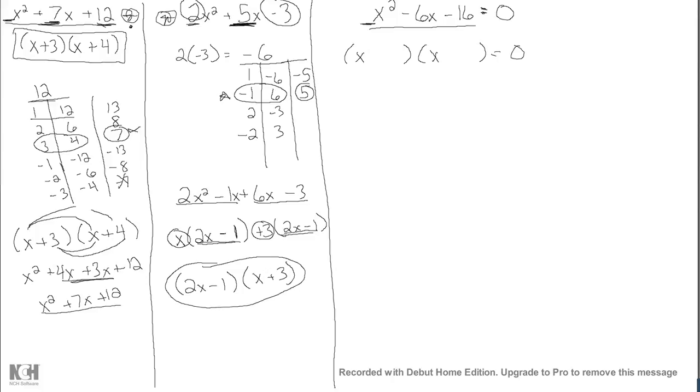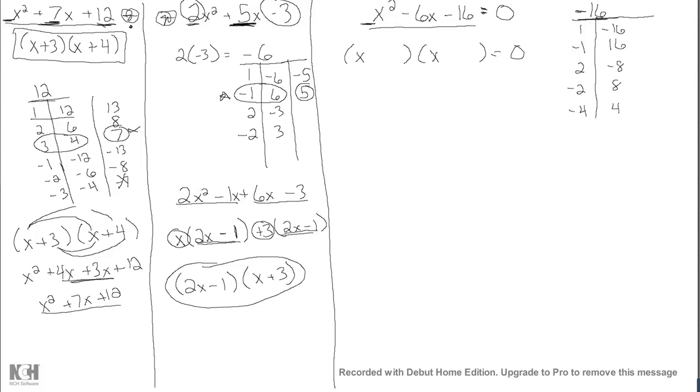I know x times x is what's going to give me the x squared. I look at the last number and write out all pairs of numbers that multiply to give me negative 16. I could have 1 and negative 16. I could have the negative 1 with the positive 16. I could have 2 and negative 8. I could have negative 2 and positive 8. I could have negative 4 and 4, or I could swap the negative sign, but it's still the same pair of numbers. Now that is every pair of numbers that multiply to give me negative 16.